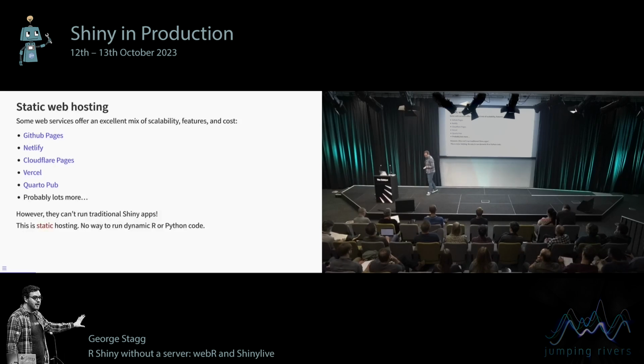And the reason it doesn't work with Shiny apps is explicitly because it's static web hosting. And that's why it's so cheap and scales so well, because those files, they're fixed, they don't change. You just give them to a user and they display them on the screen. That's what static web hosting means. And in particular, it means that you can't have any dynamic R or Python code running on a server. That's just not how static hosting works. But wouldn't it be great if we could run Shiny apps using static hosting?